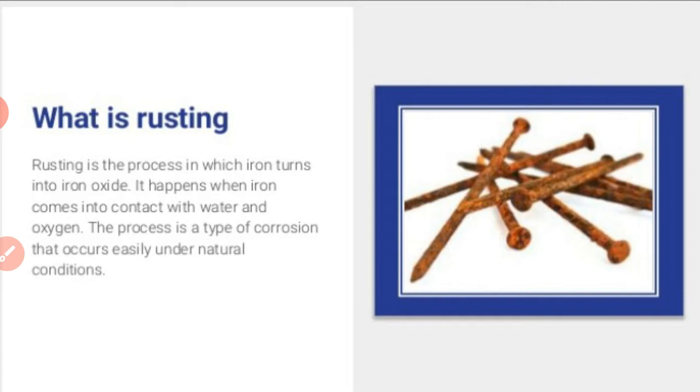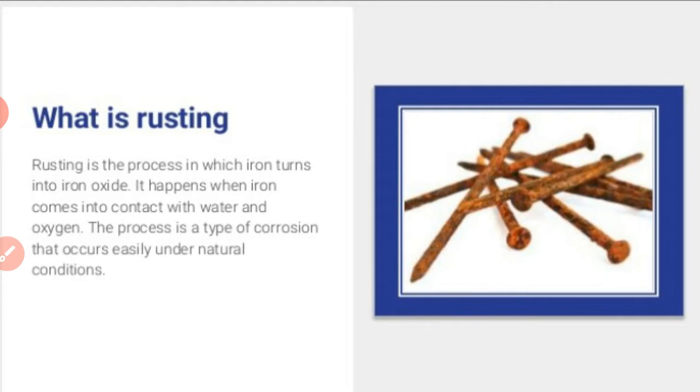Now, the start of the topic: rusting. Rusting is the process in which iron turns into iron oxide. Every iron material in the rusting process is converted into iron oxide. Oxide means that oxygen molecules are present in the iron oxide.